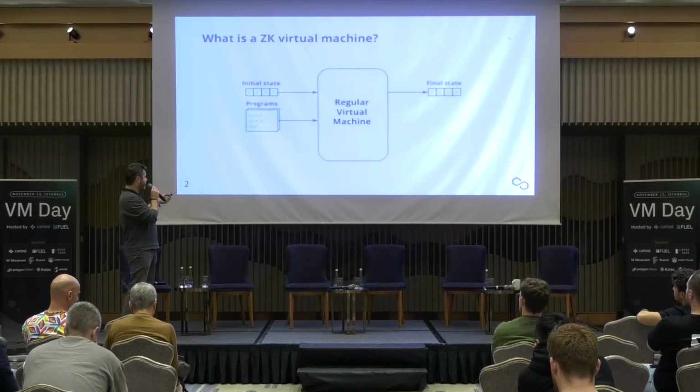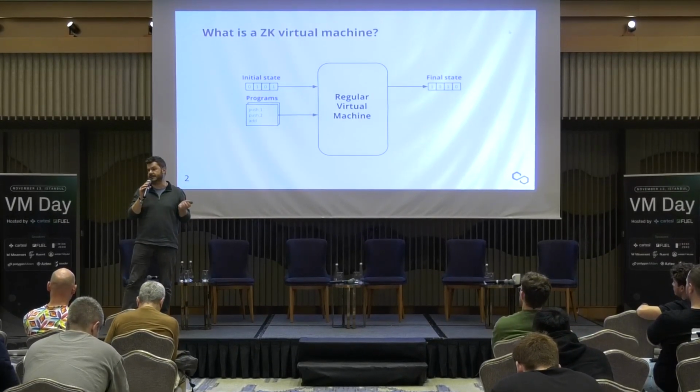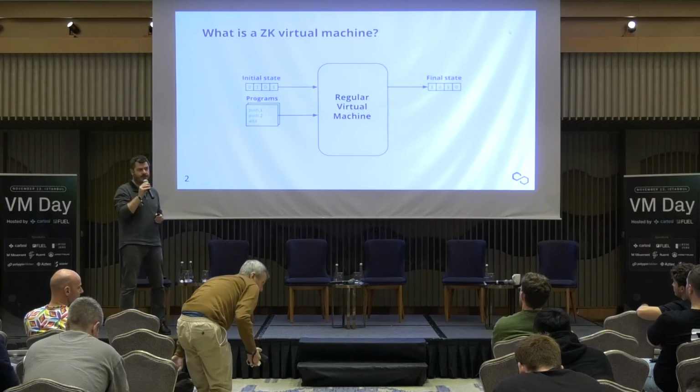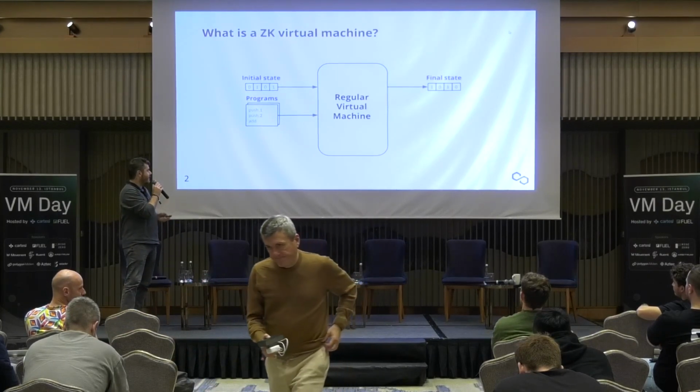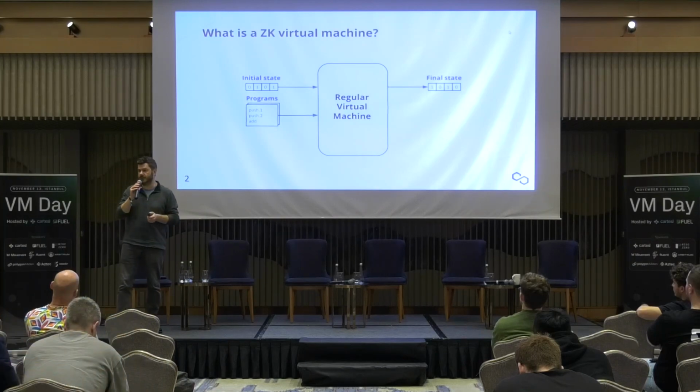But before going into details of Polygon Miden, I want to give an introduction of what the ZK-VM is, and probably it's familiar to most of you, but I think it's good to set the context. So let's start with a regular VM. A regular VM basically is just a state machine where you start with some state, you apply some program to the state, you execute something, and then you get the output state. This is a very, very basic thing.